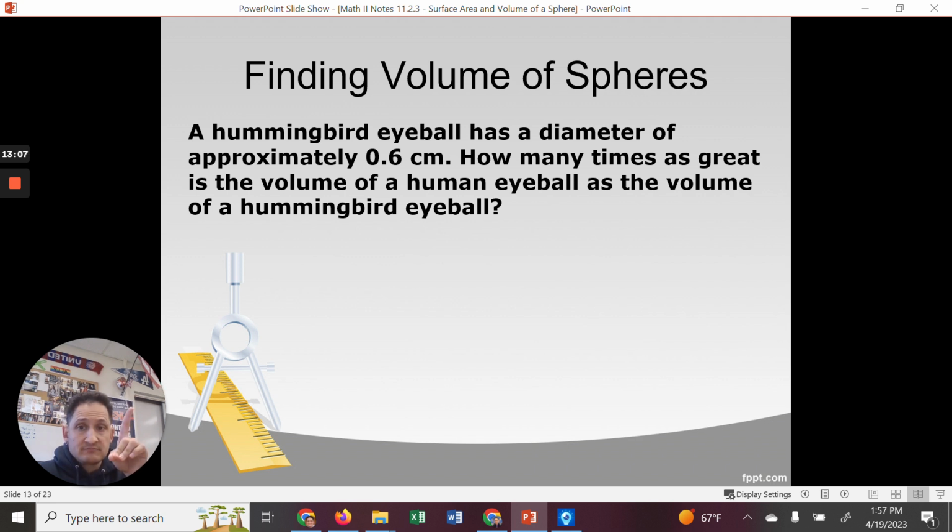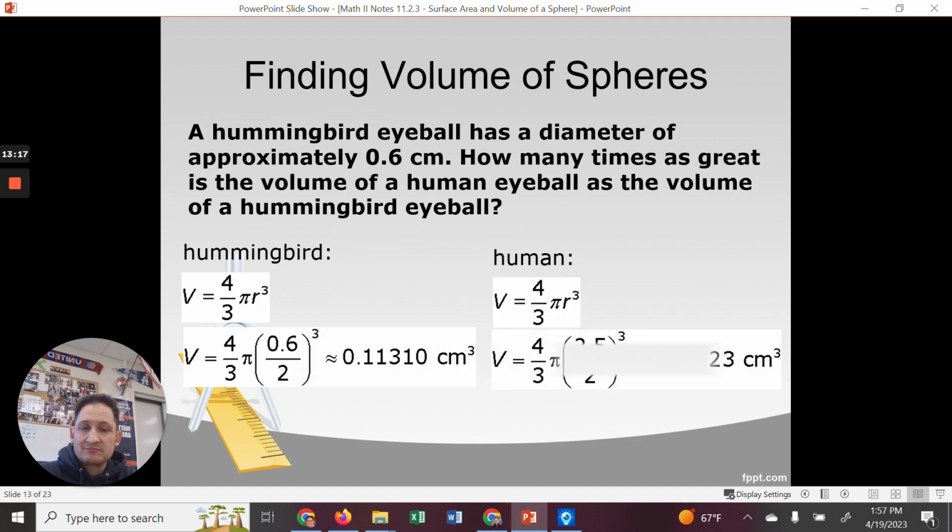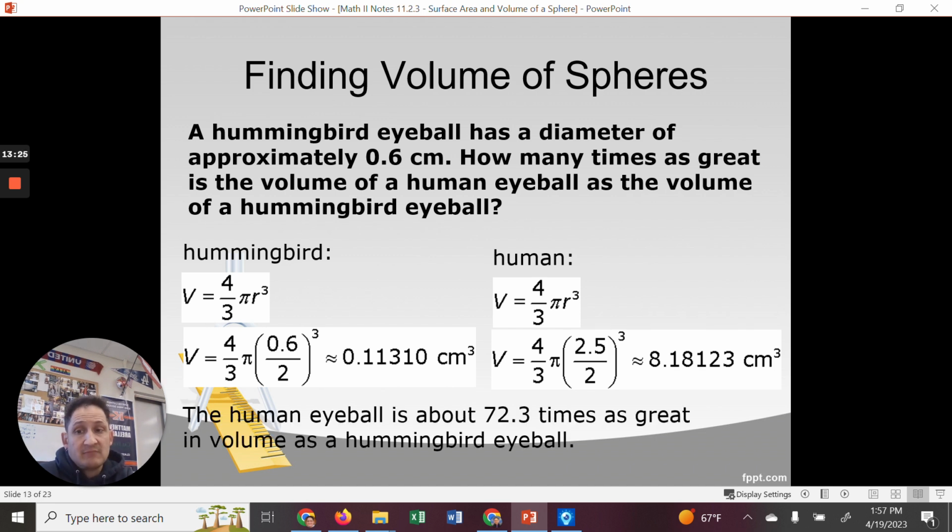Same idea. The diameter of a hummingbird eye is 0.6 centimeters. How many times as great is the volume of a human eyeball? Well, assuming we knew what they were, we would compare 2.5 to 0.6 and take that number and cube it. So scale factors, still a thing.